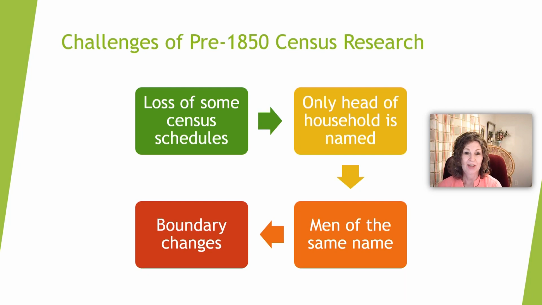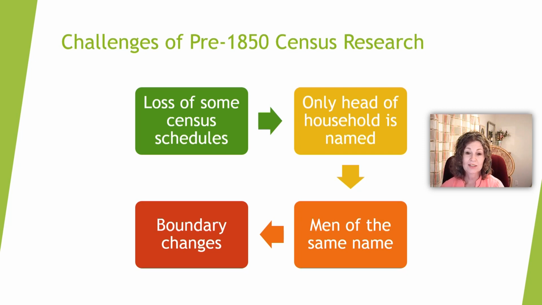Let's talk challenges in the pre-1850 census research. First of all, we have a loss of some of the census schedules. Some of the early censuses simply did not get recopied and sent on to Washington, D.C. or to the state. They were lost, and there's nothing we can do about that. We can substitute other records, but sometimes we just have to do our best with what survives.